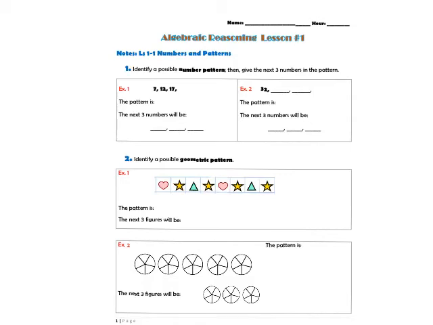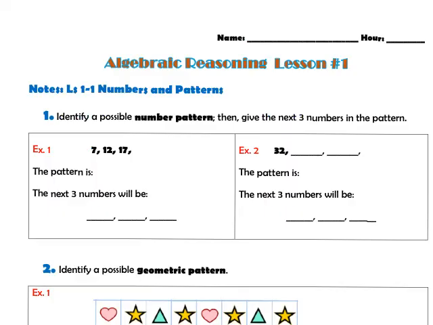Right. I'd like you to look at example 1, identify a possible number pattern, then give the next 3 numbers in the pattern. So in example 1, we're given 3 terms. We have 7, 12, and 17. It looks like the pattern is adding because the numbers are increasing.